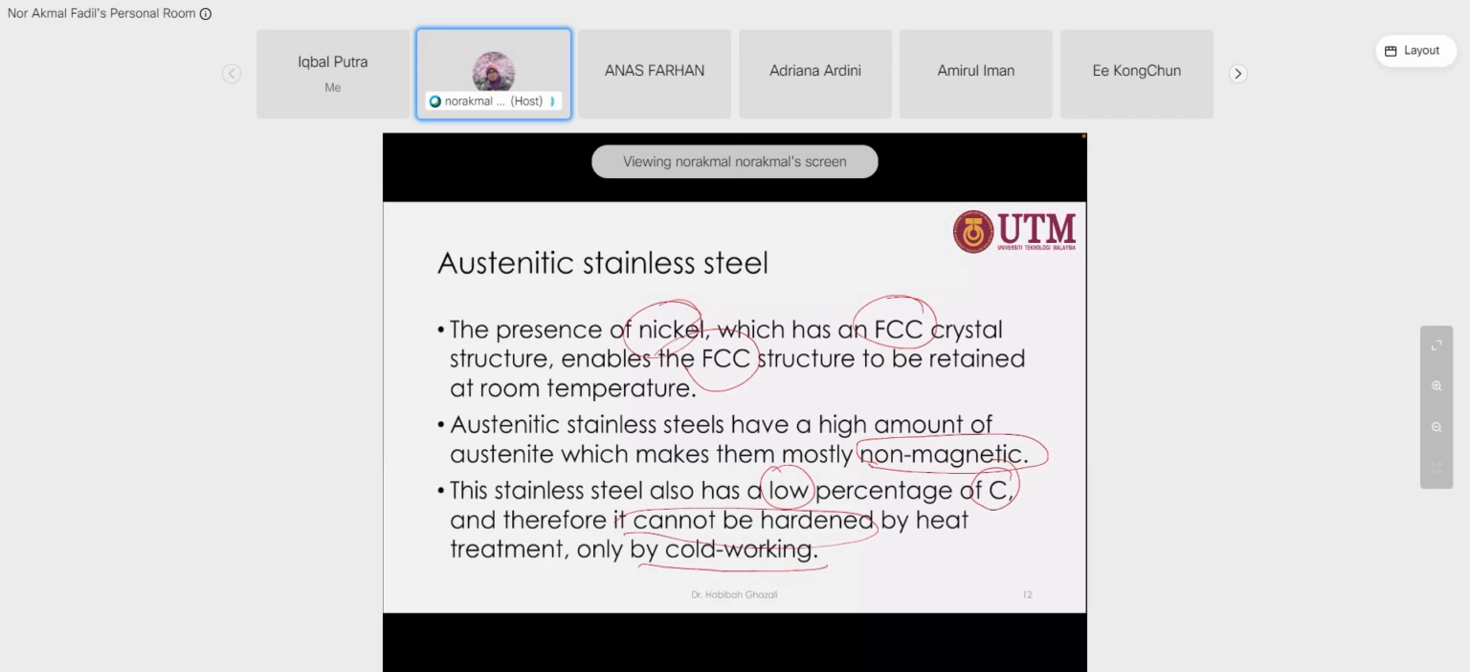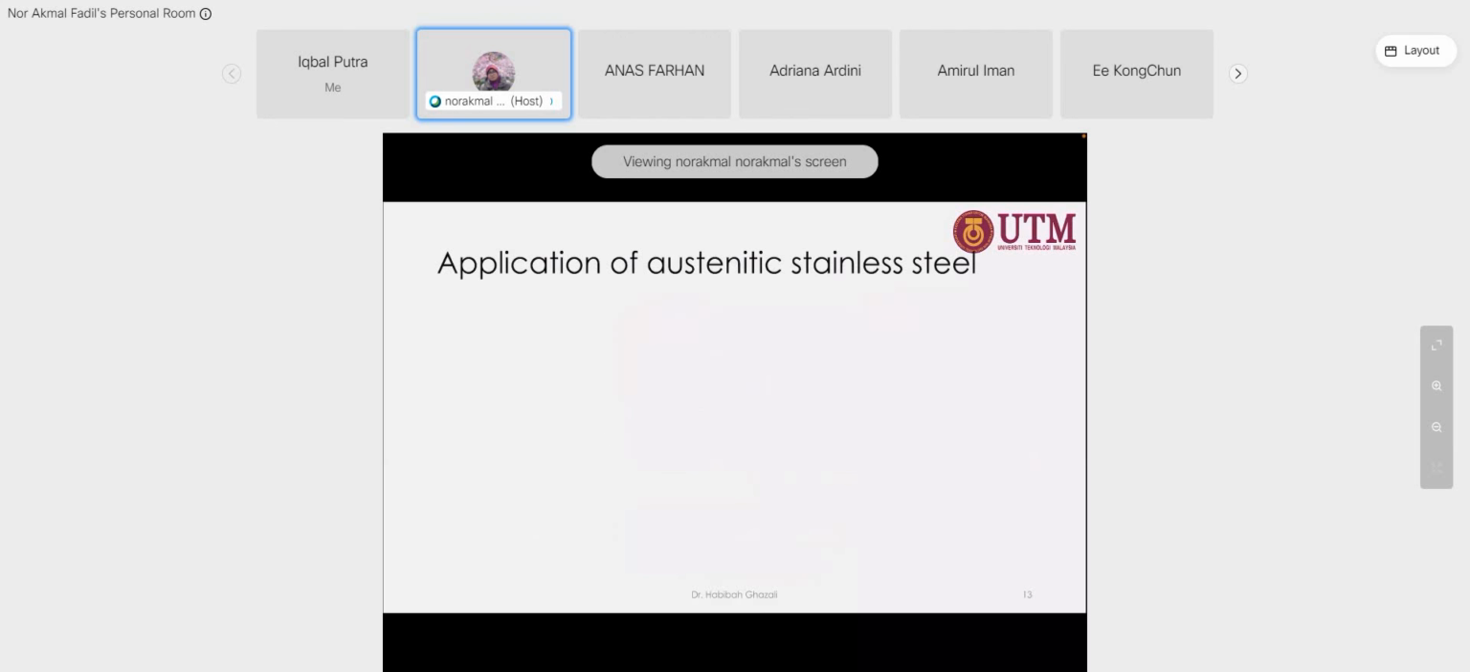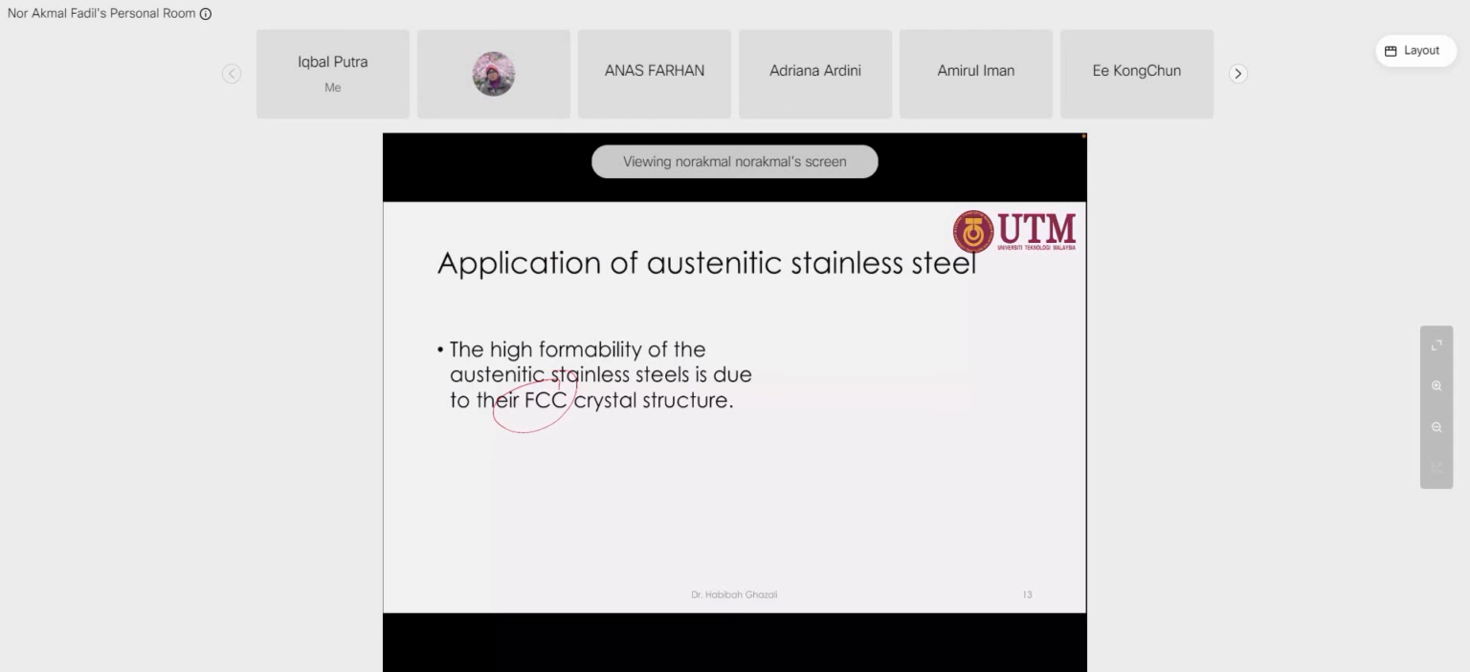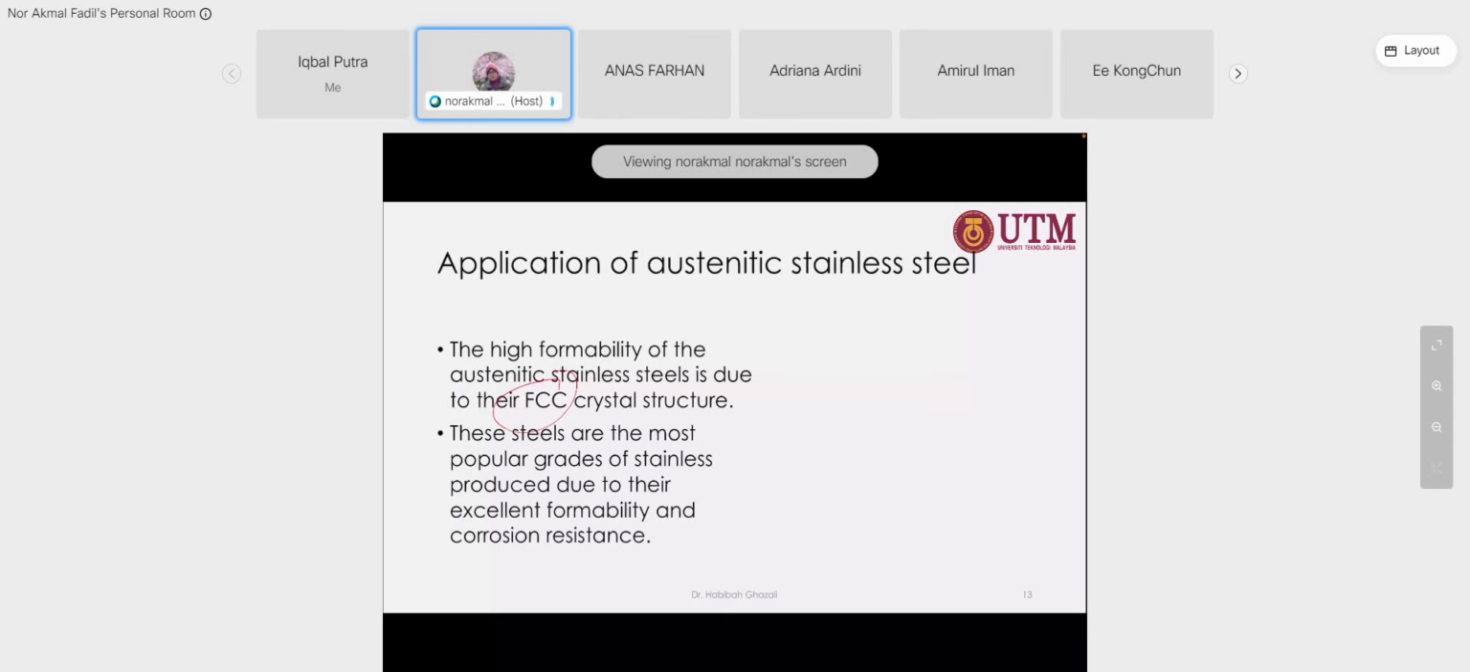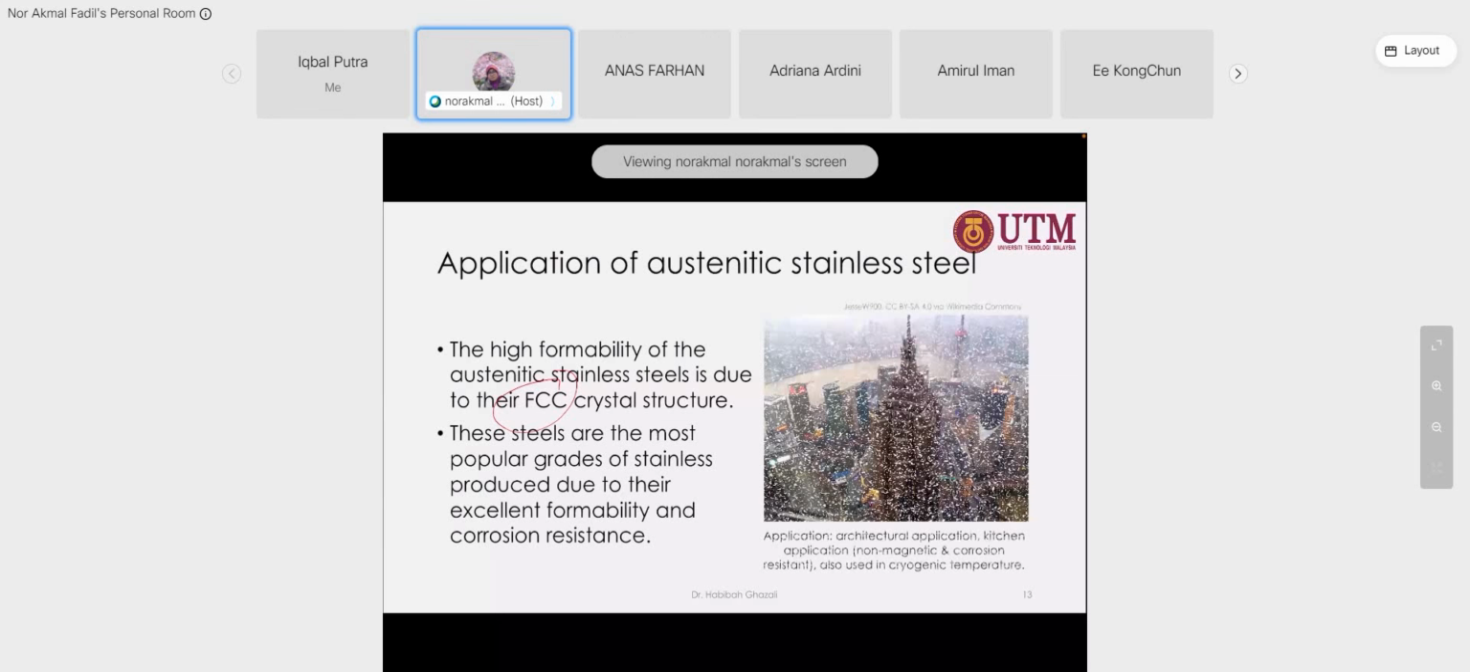So when we talk about low carbon, it cannot be hardened. How to make it increase in hardness? You need to conduct a cold working process. The high formability of austenitic stainless steel is due to the FCC structure. And these steels are the most popular grades of stainless steel produced due to the excellent formability. It is easy for you to turn it into any shape and to apply for any application.